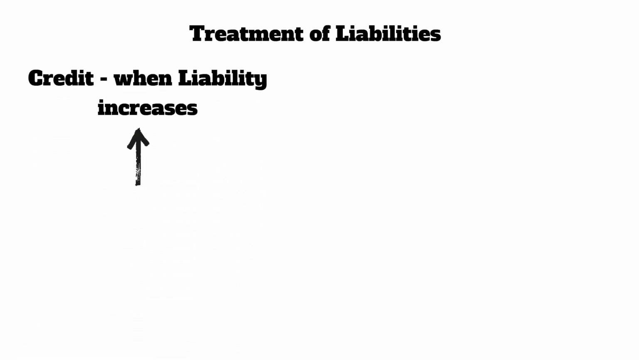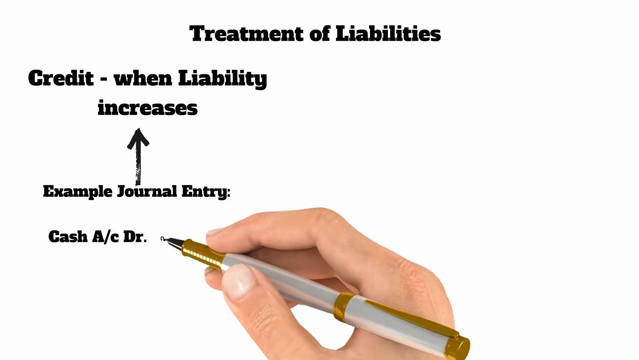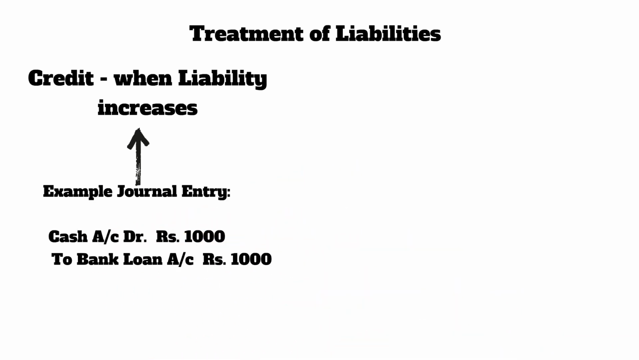Coming to treatment of liabilities, another aspect of personal account similar to capital account, you credit when liability increases. So here is an example journal entry to denote the same. Cash account debit rupees 1000 to bank loan account rupees 1000. Now this is a very simple journal entry, but kindly observe. Cash is getting debited because cash is an asset, but bank loan is a liability for the business. Hence, when liability is increasing in the business, you're going to credit it. So bank loan account needs to be credited with cash account because you're gaining cash in the business.